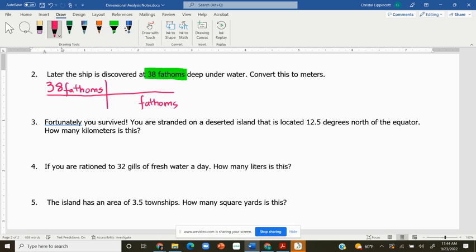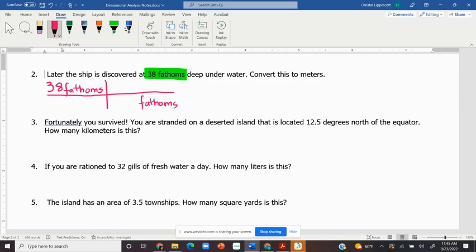Now I need to try to find something that deals with fathoms. So I go back and I look at my paper, and I've got a couple things that have fathoms on it, don't I? Yeah, there's two things with fathoms. Fourth and fifth down in the length column has fathoms in it. Do you see that? One cable equals 120 fathoms.